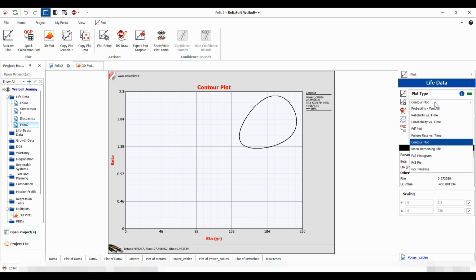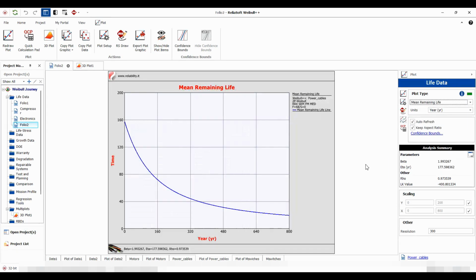Then another graph that we could explore is the mean remaining life. The mean remaining life tells us what is the expected life of our product after it has already accumulated successfully a certain number of years. And we read it from the x-axis to the y-axis. So both axes contain time as coordinates.